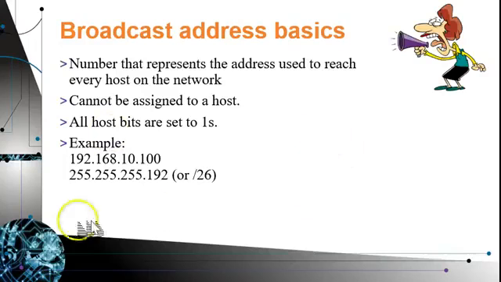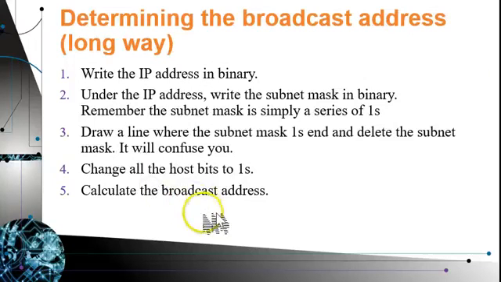So let's use the same IP address, 192.168.10.100, with 255.255.255.192 as our example. So the steps are identical, except instead of changing all the host bits to 0, we're going to change them to 1s. 1, 1, 1, 1, 1, 1, to reach all the hosts, every host. And thinking about that, all the host bits are set to 1 to reach everyone. That sort of makes sense.